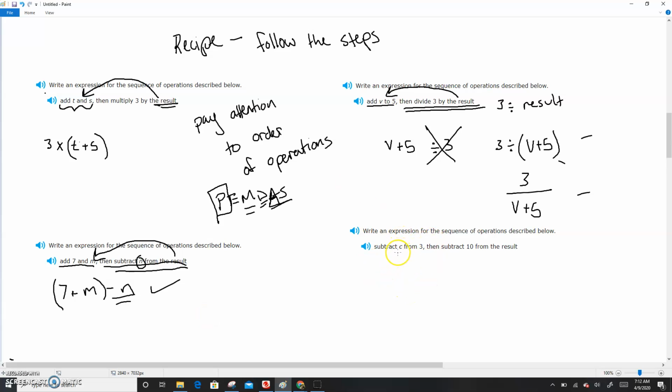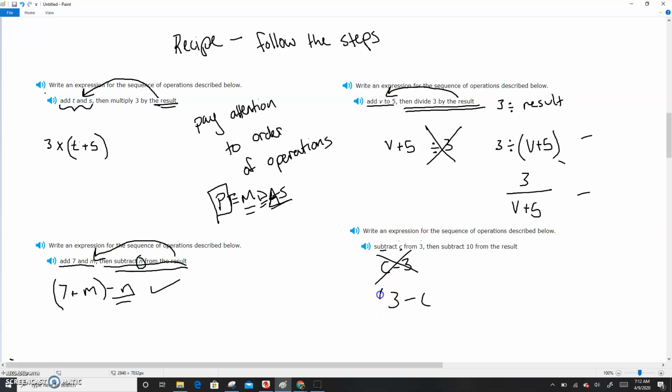This last one is slightly trickier. We want to subtract c from 3. Some people might look at this and think, oh, c minus 3, because you have the word subtract and then you have c and 3. That is not correct. Just like we had up here, we had to pay attention to how things were worded. Here, we are subtracting c from 3. So we have 3, and then we're subtracting c.